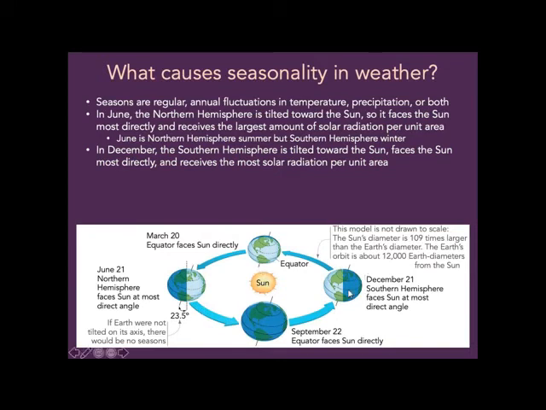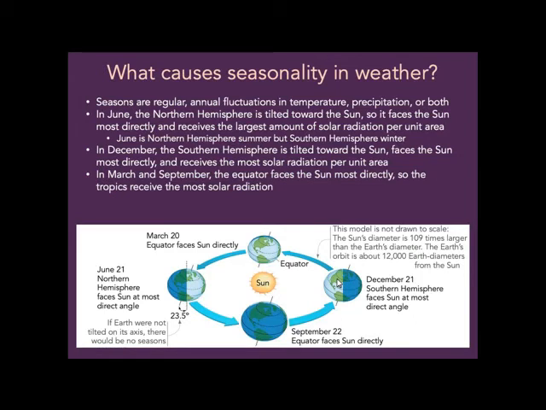All right, by December, the southern hemisphere is tilted towards the sun over here, and it faces the sun most directly. So this is when you have summer in the southern hemisphere. In the northern hemisphere, you have less light per unit area coming in, and so then you have the coldest part of the year. In March and September, you have the equator facing the sun most directly, so the tropics are going to receive the most solar radiation. You get a transition between seasons.